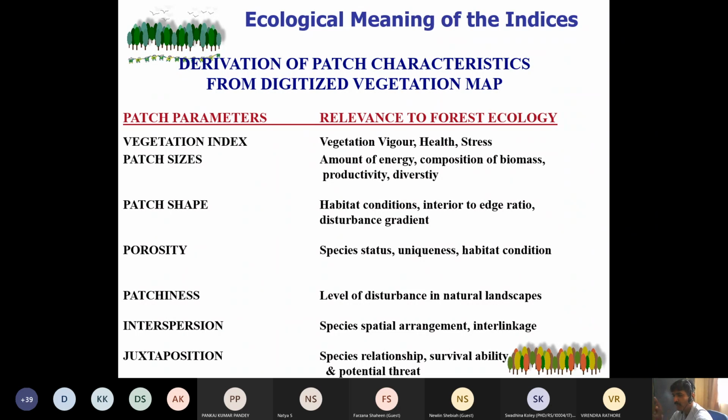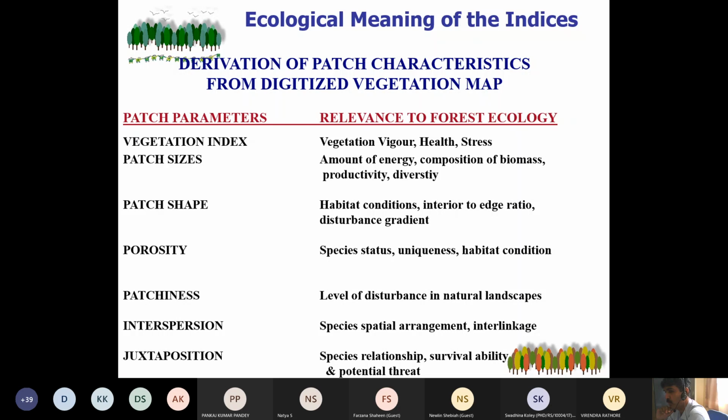If I talk about the patch shape, from the patch shape we can say if the shape is particularly uniform, circular, you will have some index value. If they are kind of disturbed, fractal based, you can understand there is a different pressure. Also you can calculate the exterior to the interior ratio. So this also plays a role in the disturbance aspect. One can also link it with the disturbance.